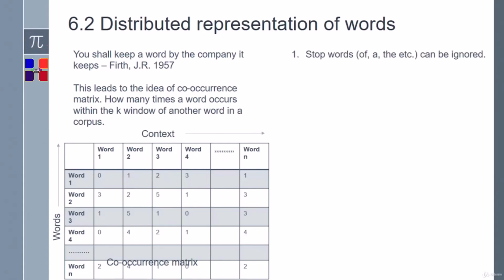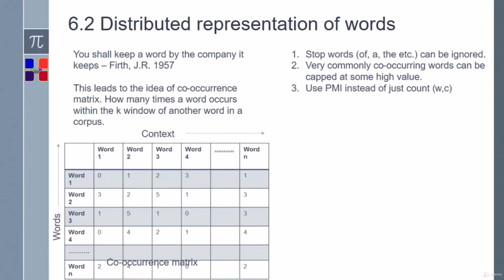Now this also has some problems. One of the problems could be things like stop words, right? You will have a word like "the" repeated so many times, and this will actually skew the matrix, and you will not be able to study it properly. As a solution, either these stop words are omitted or they are capped at some high value. So let's say if the value is more than 100, then you don't capture the co-occurrence anymore.